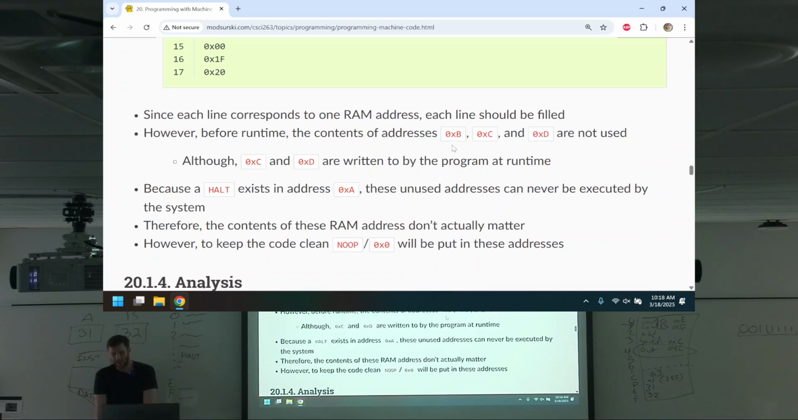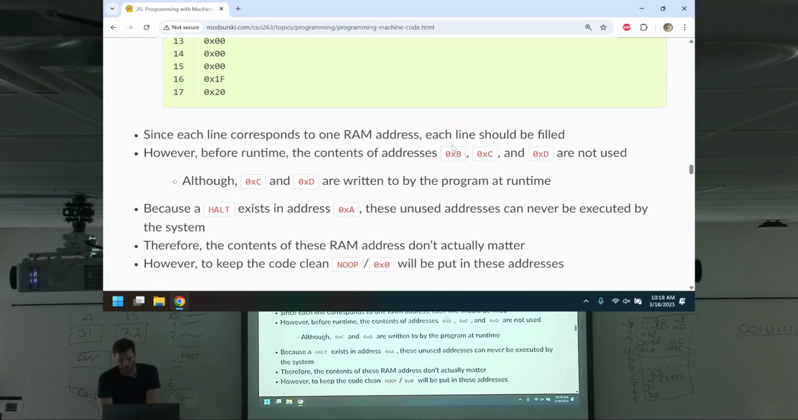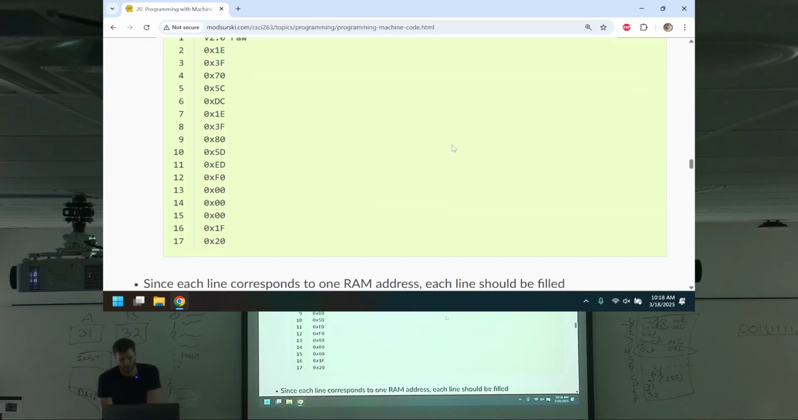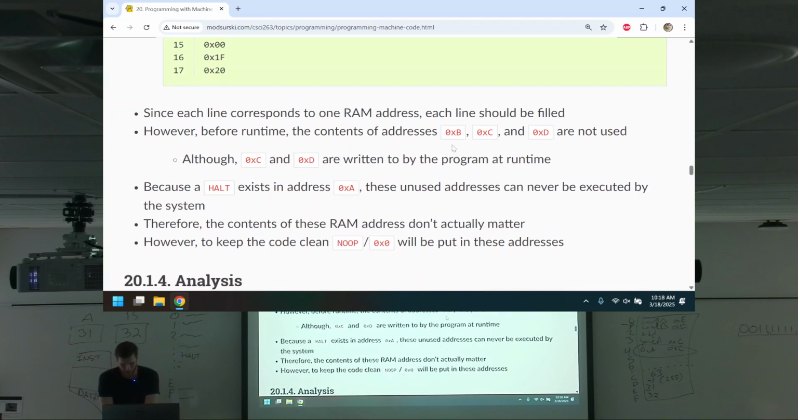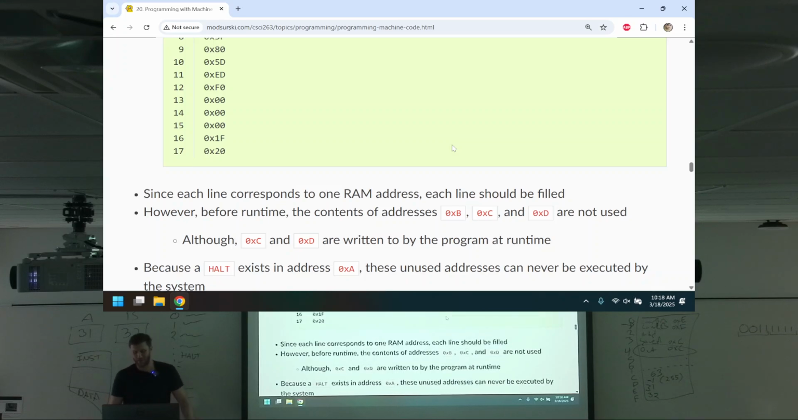All right, since each line corresponds to one address, each line should be filled. So we actually have a bit of a peculiarity here. Now, in Digital, if you load this up with blank lines, I'm pretty sure it assumes they're zeros. But I want them to be zeros. I'm going to add the zeros, okay? And interestingly enough, zeros are no-op, right? So 0, 0, 0, 0 is nothing, right? So that's kind of why 0 is no-op.